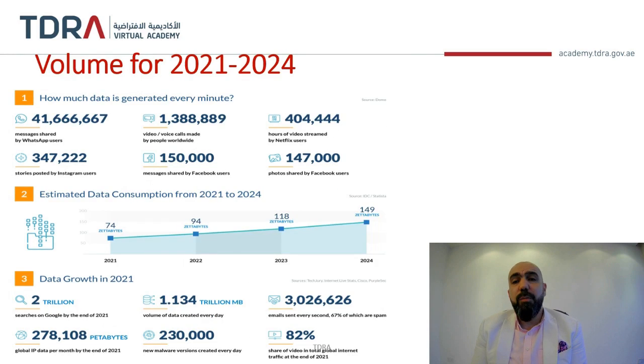Great. One more accurate view of the volume is between 2021 and 2024. In 2021, it became 74 zettabytes. It was 44 zettabytes, and now in 2021, 74 zettabytes. In our current year, it's 94 zettabytes. The expectation for 2023 is 118 zettabytes, and the expectation for 2024 is 149 zettabytes.